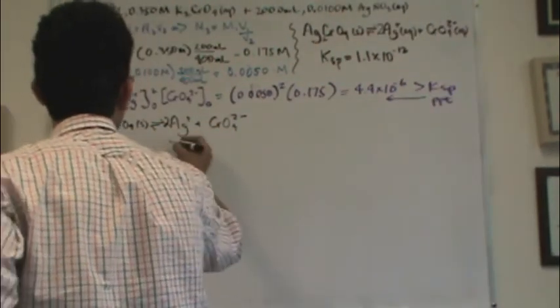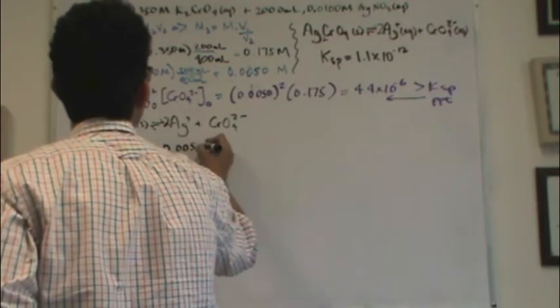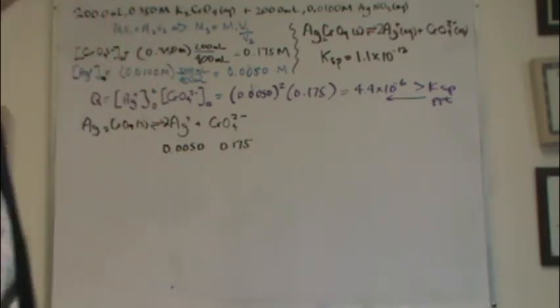So if I try to set up an ICE table, this number is 0.0050, this number is 0.175. Those are both the initial concentrations. And my question to you is, can I proceed? And actually you can't start your ICE table yet. And let me show you why.